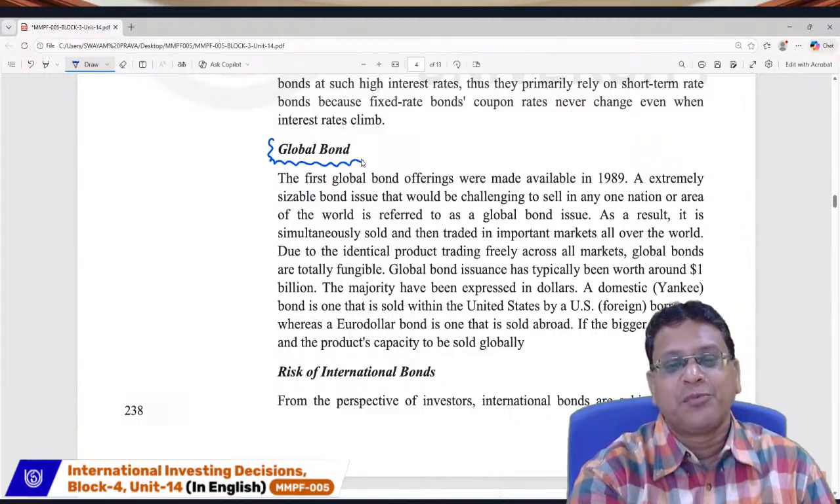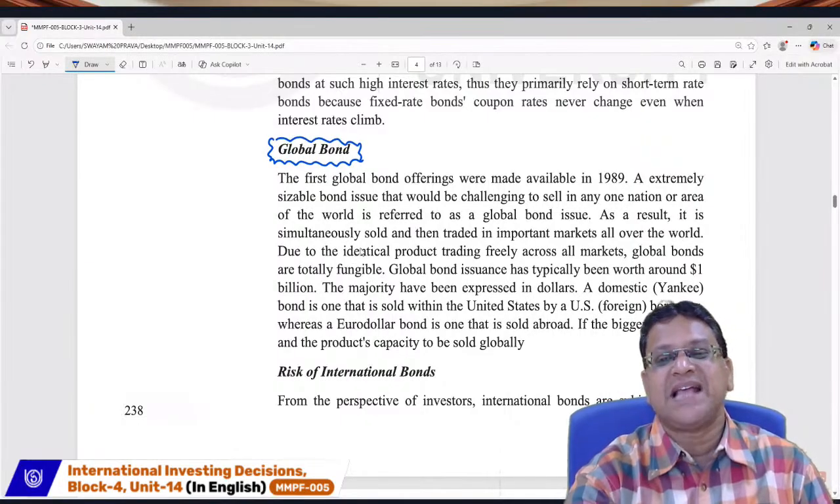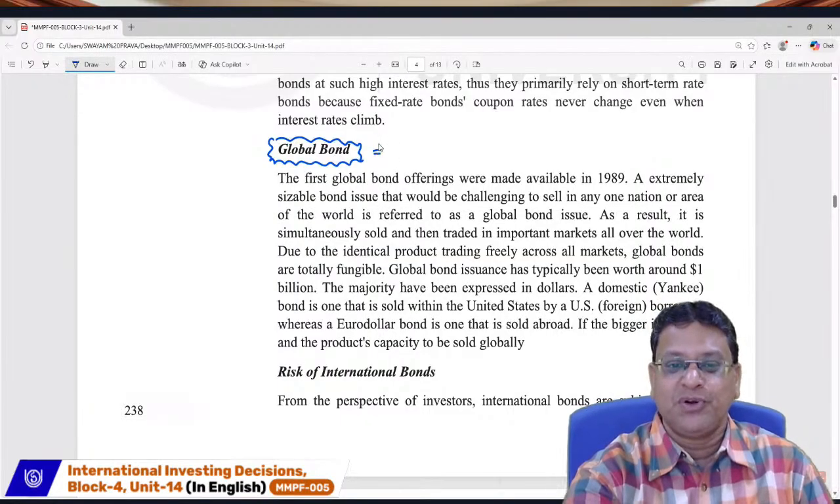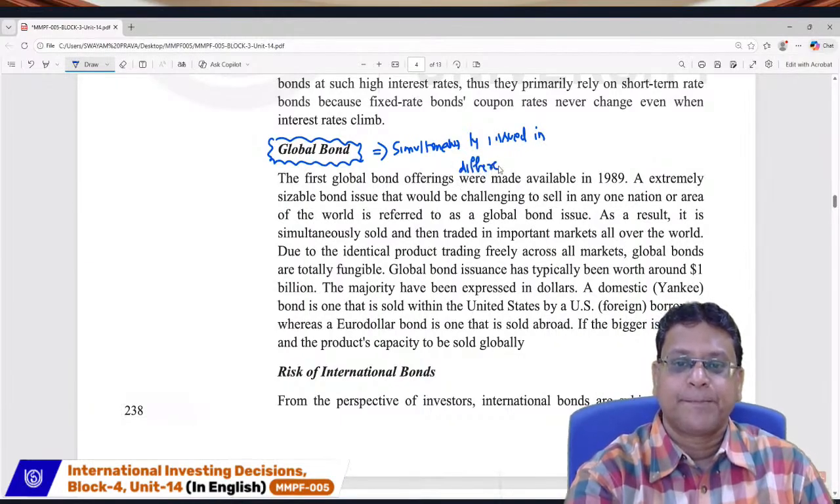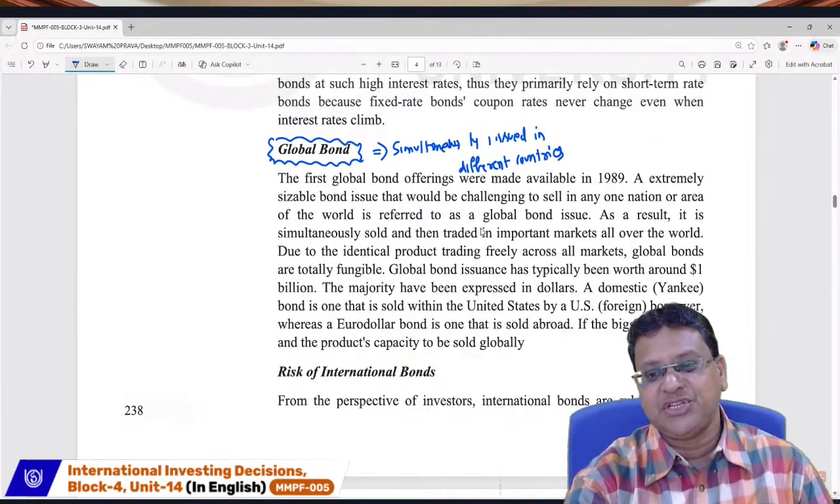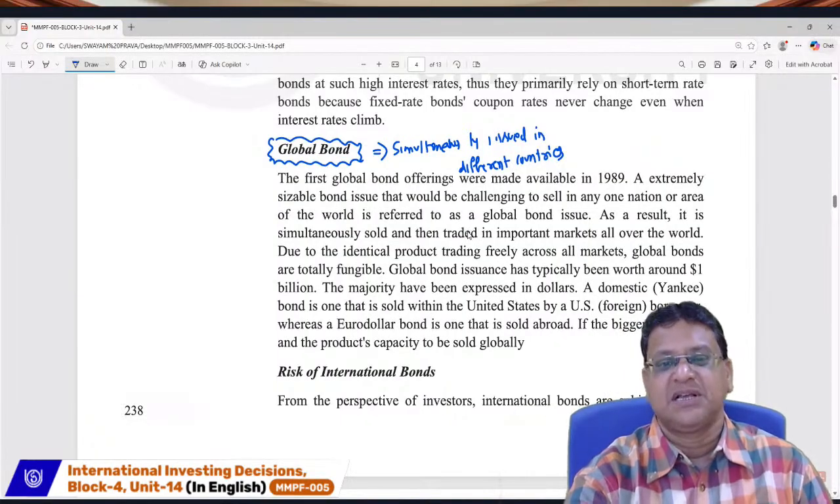Global bonds are normally issued in 5, 6, 8 countries simultaneously. These bonds are simultaneously issued in different countries at a time. At a time, they are issued in 4, 5 countries, and this is known as global bonds.